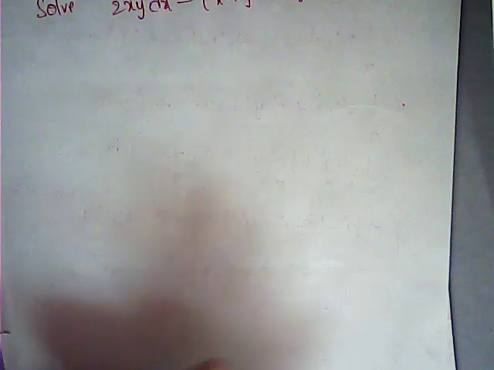Solve 2xy into dx minus x squared plus y squared plus 1 into dy. This is the problem which I am taking on my own. Okay, so let us see this one. I will just tell you the procedure here. You just go with the procedure, not with the problem.